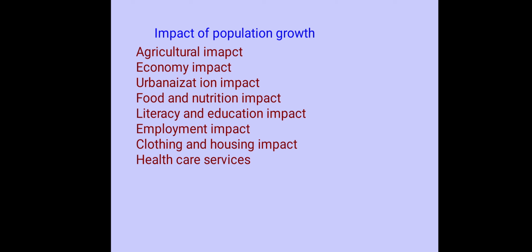And food and nutrition impacts. Overpopulation causes a reduction of food supplies and foodstuffs, which creates the risk of malnutrition and also PEM. That means nutritional disorders also develop from overpopulation. And literacy and education. Due to overcrowding or overpopulation, it reduces the quality of teaching and learning, also creating negative effects on students or school going children.